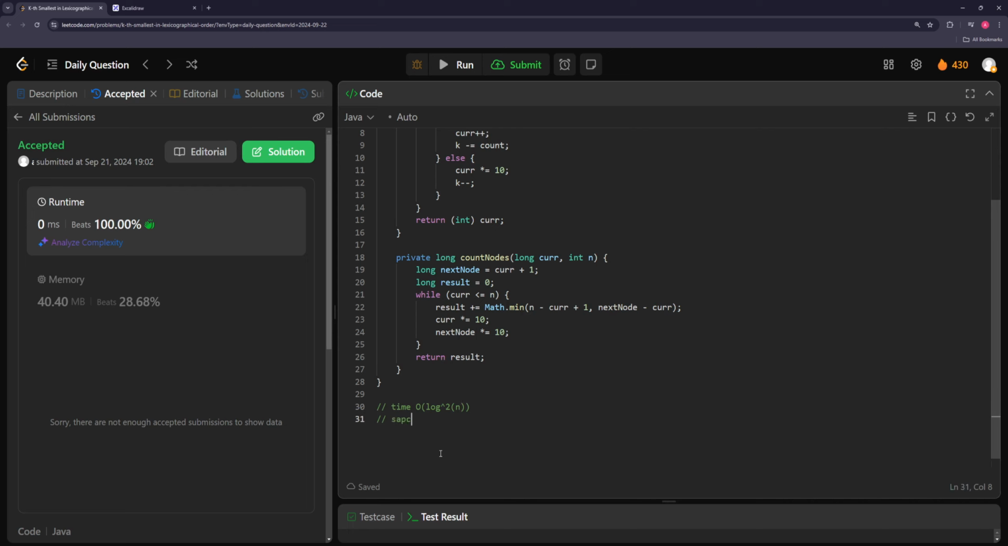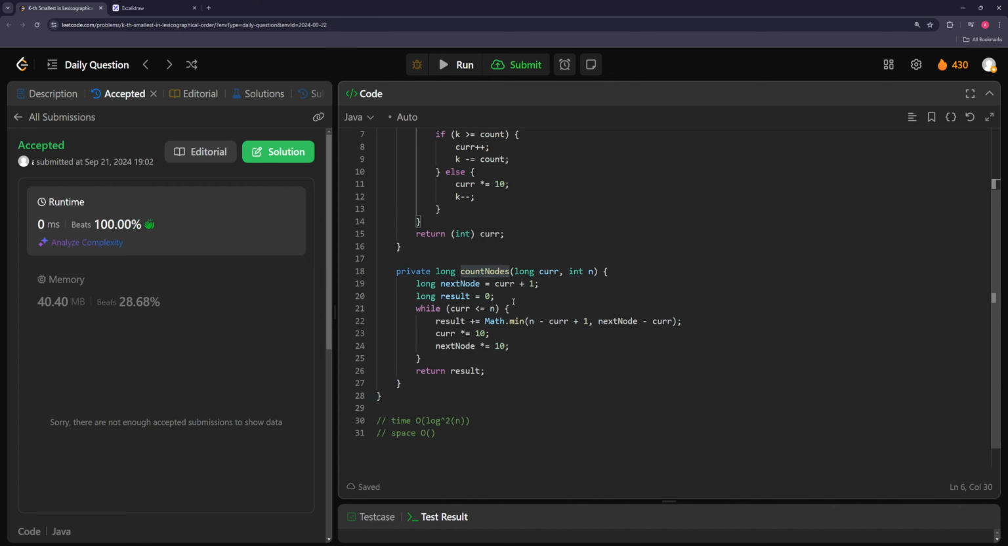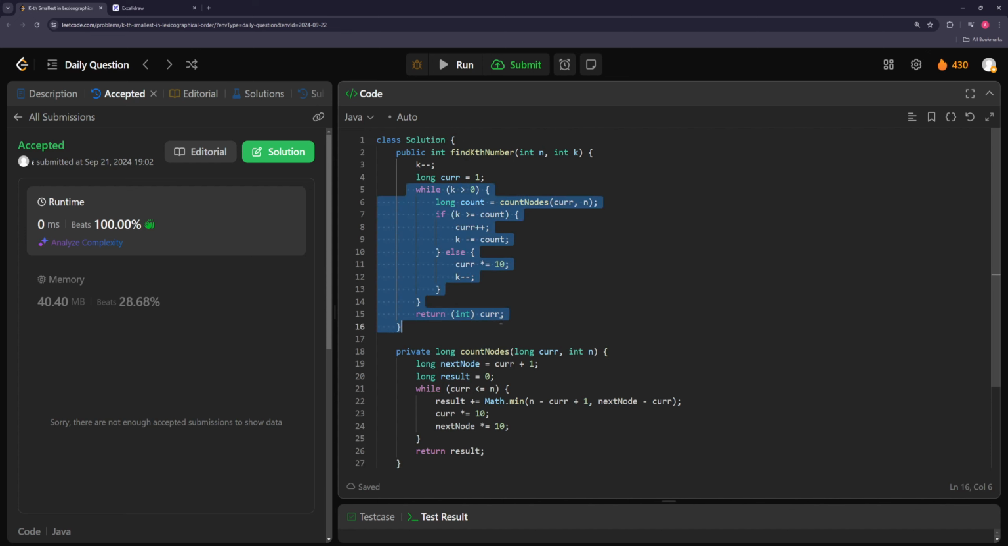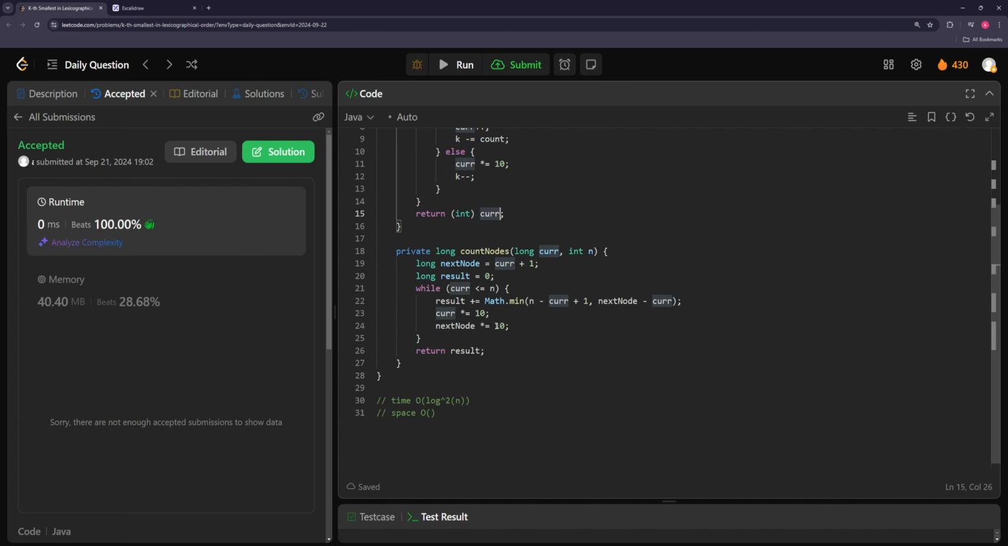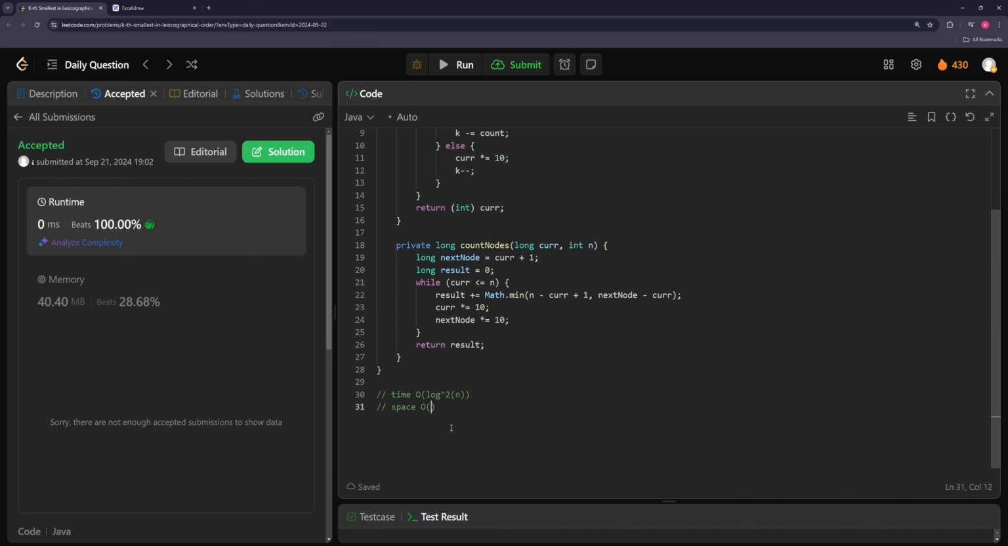And then space. So this part is constant, but calling count nodes, actually count nodes is not recursive. So this is iterative, and this is iterative. Because this is iterative, this is constant space, and this is also constant space, I think. So I think it's just like this.